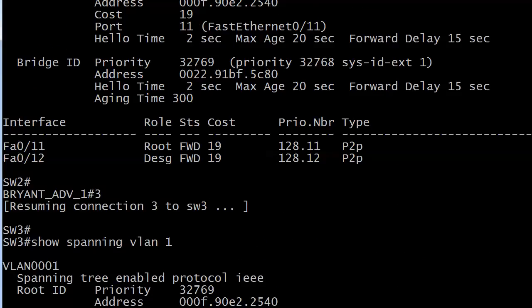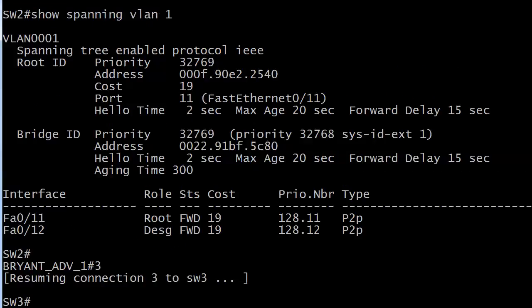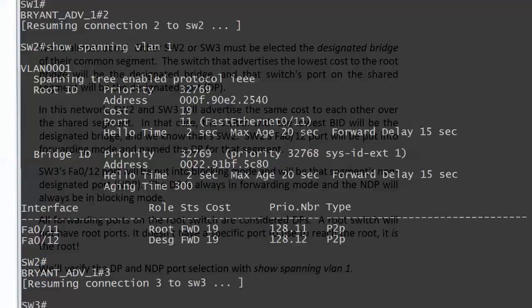And I'm sure you caught that because you might have looked at this one and said, wait a minute, here's switch 2, and both of those ports are in forwarding mode too. Yes, but they're not both root ports. See, 11 was chosen as the root port, and then 12 was chosen as the designated port for its common segment with switch 3. Gotta watch that one. So they're both in forwarding mode, but they're not both root ports.